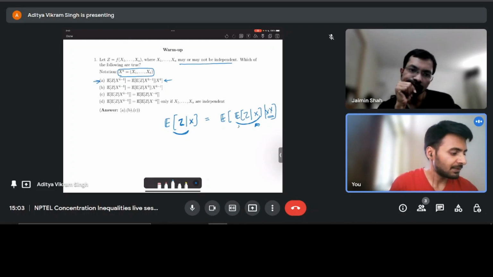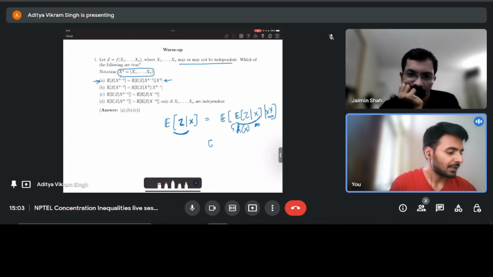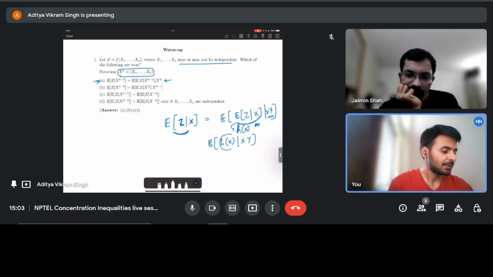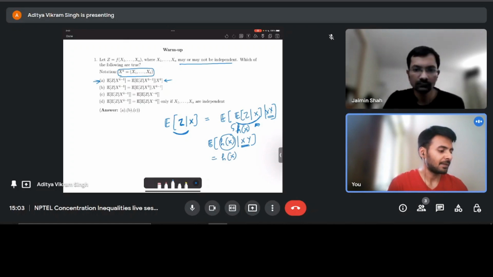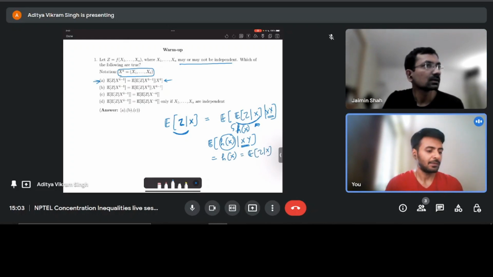So this is basically some function h of x, the expectation of z given x. Now what is h of x given x and y? You want to compute a function of x, and you're given both x and y. So this would just be h of x. That is why the first option is correct.